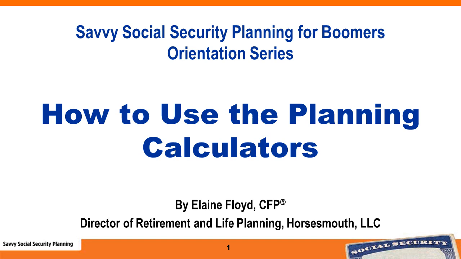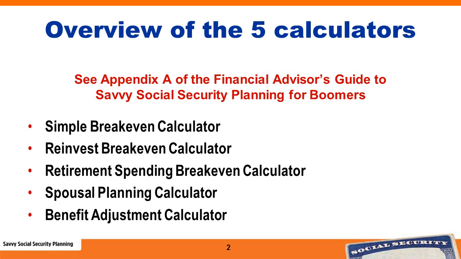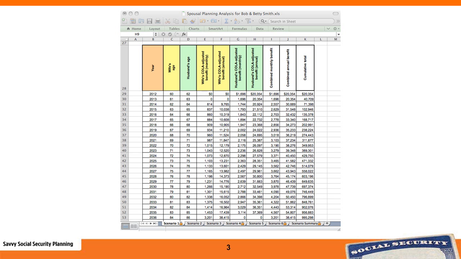retirement income planning decisions. The calculators included in your package are the Simple Break-Even Calculator, the Reinvest Break-Even Calculator, the Retirement Spending Break-Even Calculator, the Spousal Planning Calculator, and the Benefit Adjustment Calculator. All of the calculators are Excel files which have been programmed for savvy Social Security planning. There's nothing mysterious about them.